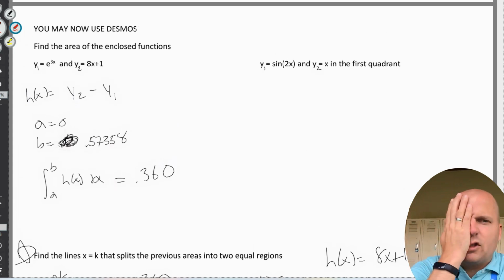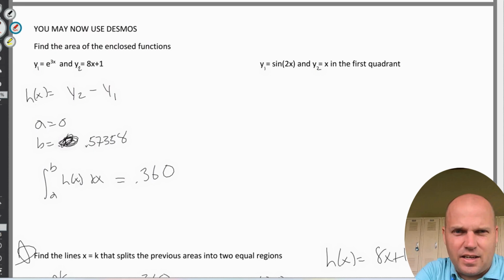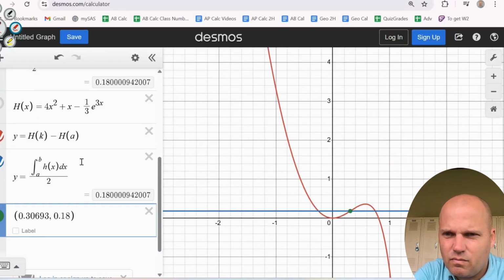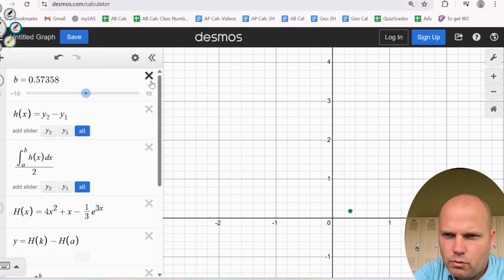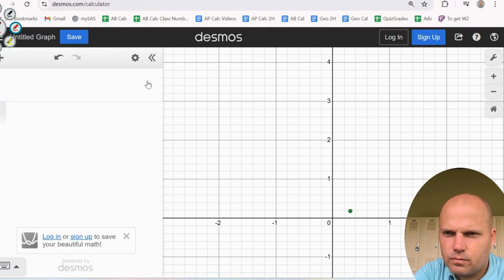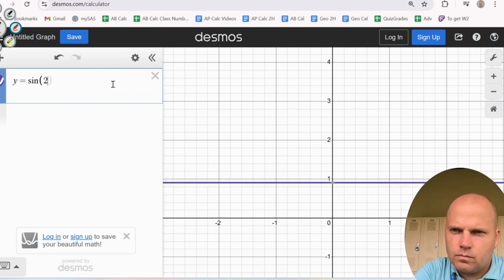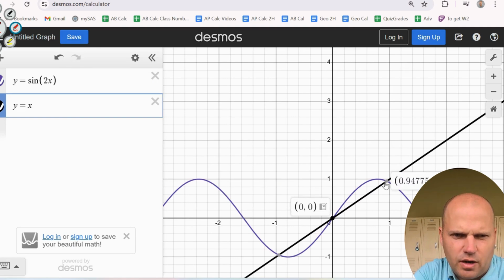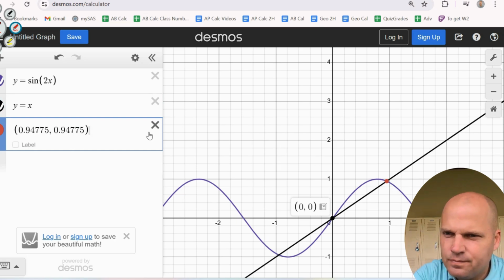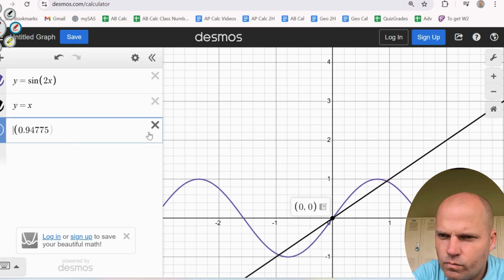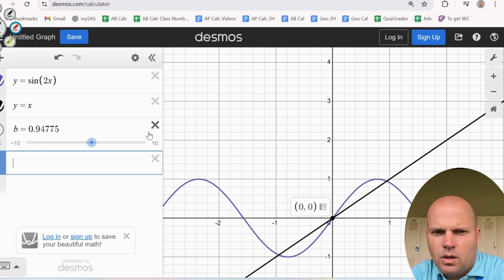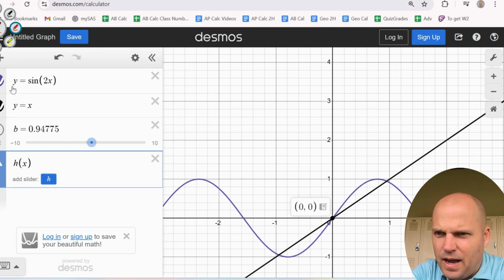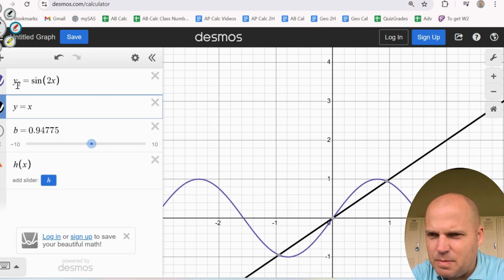Yeah. Let's do the other one. Sine of 2x and x. First quadrant. Boom. 0, 0. That value. We'll call that b. Heights equals my top minus my bottom.